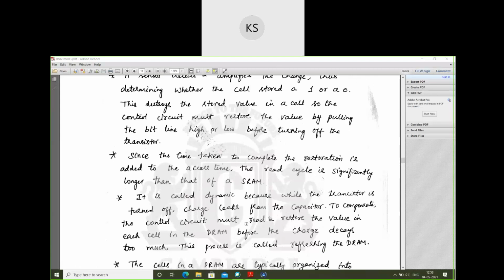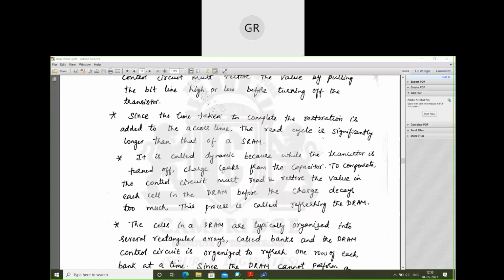Here, during the read operation, we restore the data. Just remember that. That's why access time is longer than the SRAM.